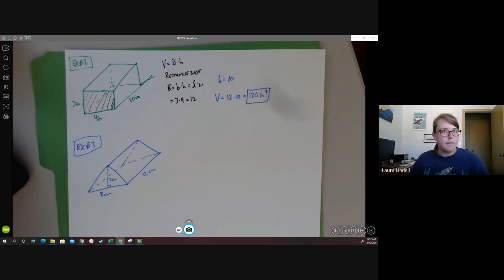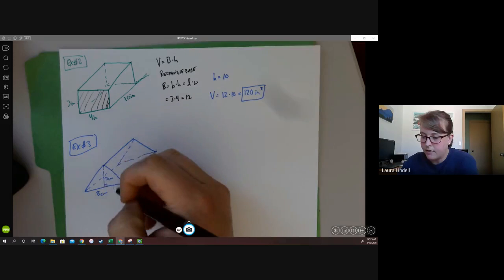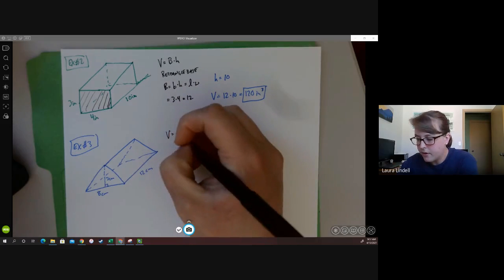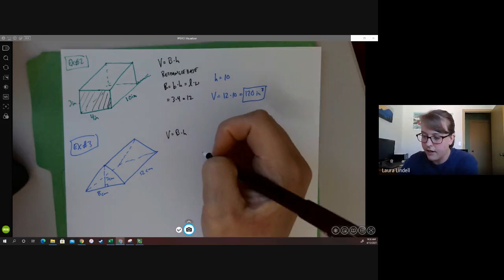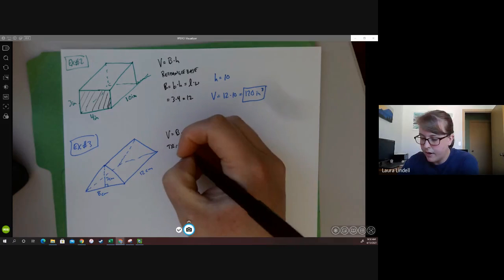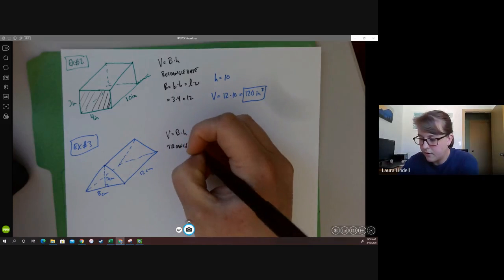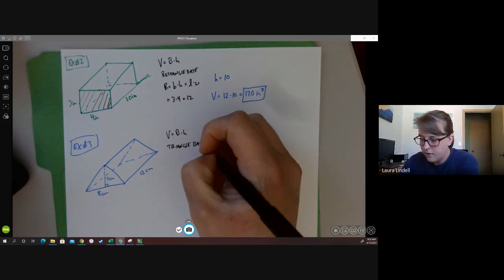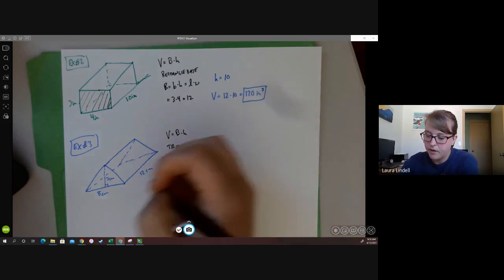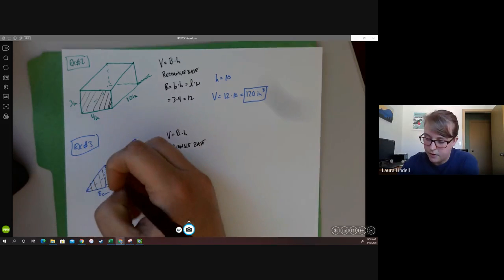All right. And since this one has a base that is a triangle, our volume formula though is still the same, area of the base times the height, but this time we have a triangle base. So this particular triangle here.